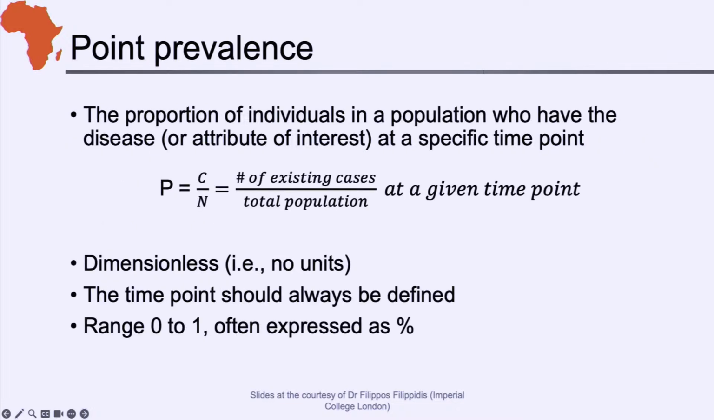The point prevalence is the proportion of individuals in a population who have the disease or the attribute of interest, whatever it is, at a specific time point. So you would take C over N, where C is the number of existing cases over your total population at a given time point. It is very important in this case to always define the time point, because if you look at the point prevalence of today, it may look very different to the point prevalence of last year on the same day, because conditions change. So you always want to include the given time point you're looking at.